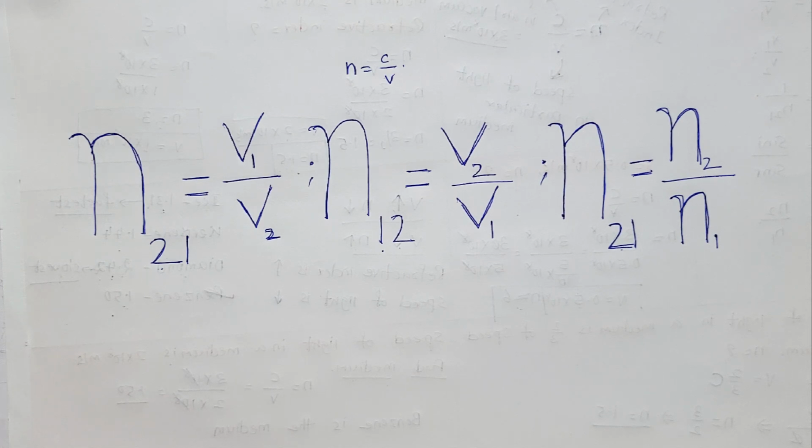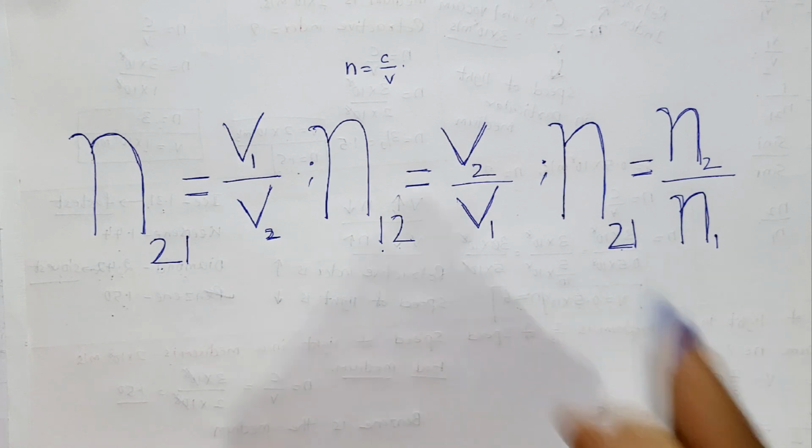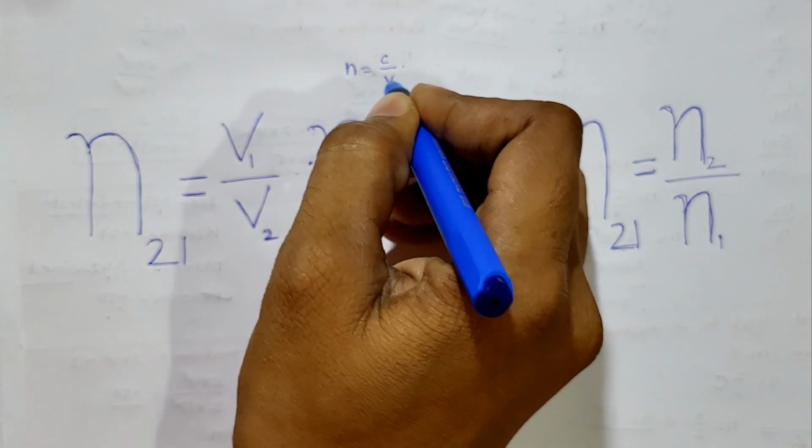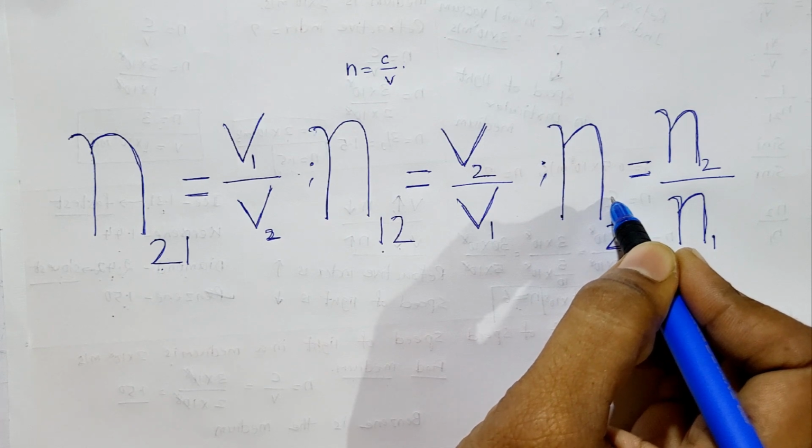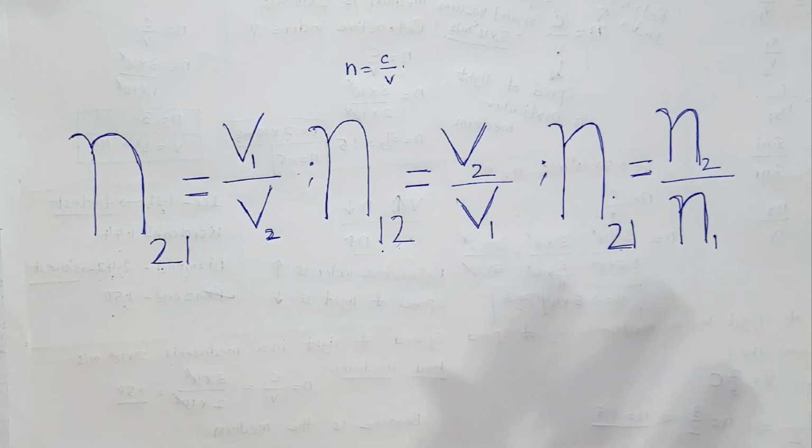When a question comes on refractive index, when to use the formula n is equal to c by v, and when to use the formula n21 is equal to n2 by n1. Like this, all the doubts which you have on refractive index will be cleared by the end of this video.